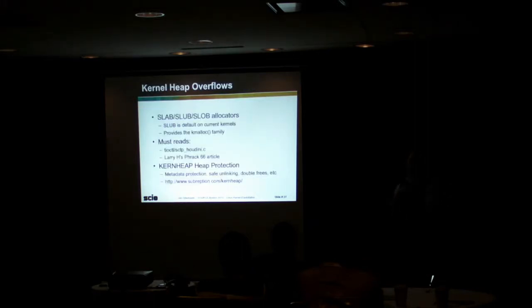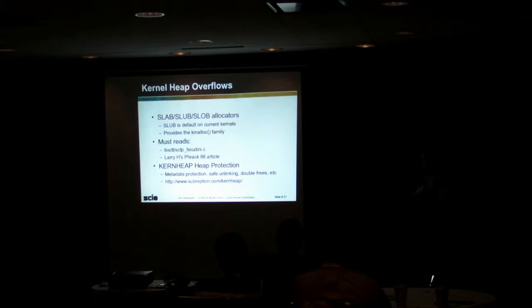Also, you have kernel heap overflows. In the Linux kernel, you have 3 types of allocators, which are all very similar. Some are just targeted at slightly different allocation models. You have the SLAB, SLUB, and SLOB allocators, and I think there's one more too that was recently developed. SLUB is the one that's used by default on these kernels. It used to be SLAB, but they transitioned over to SLUB, and it provides the kmalloc, kfree family of functions.